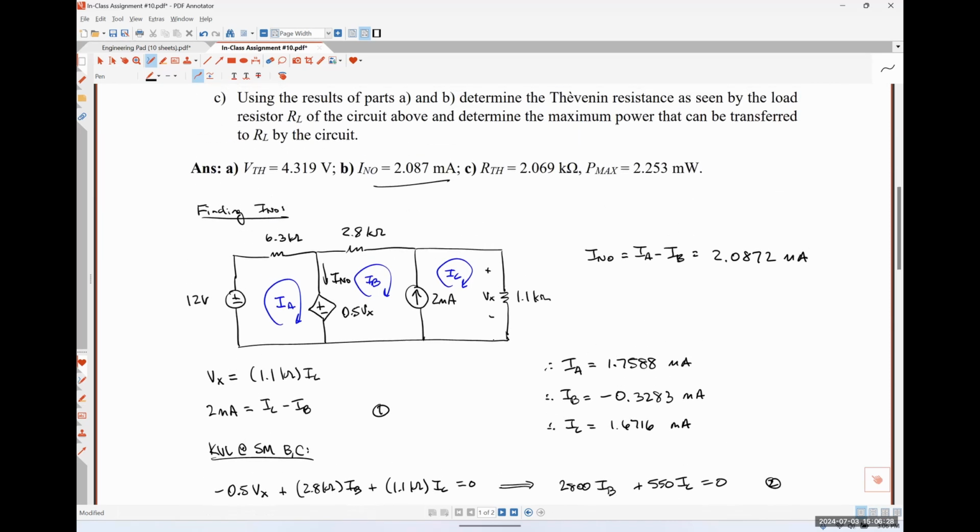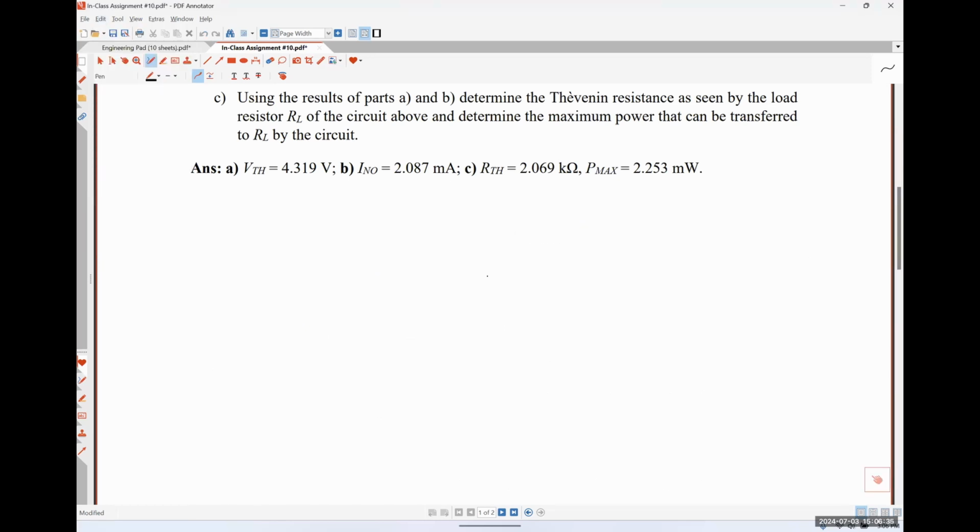All right, so just because there's not a lot of room here, let's go ahead and remove all these annotations again. Now we're working on part C. We want to determine the Thevenin resistance seen by the load. So RTH should just be VTH over I Norton, which should come out to be 2.069 kiloohms, just based on using these numbers here. That's a pretty straightforward calculation.